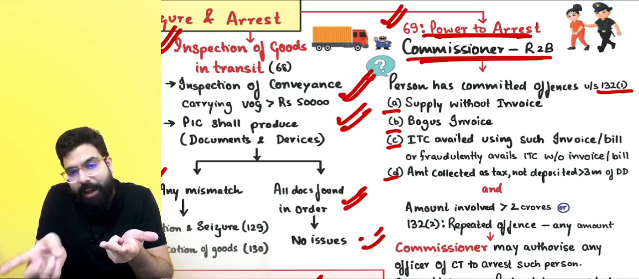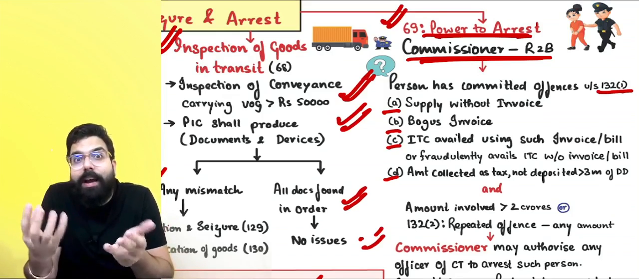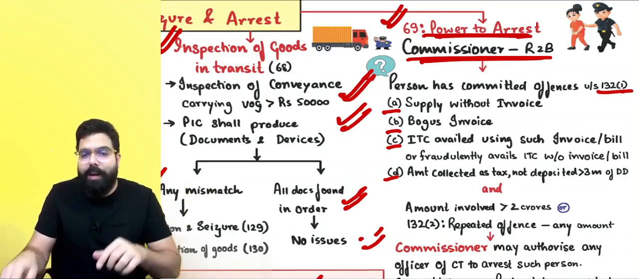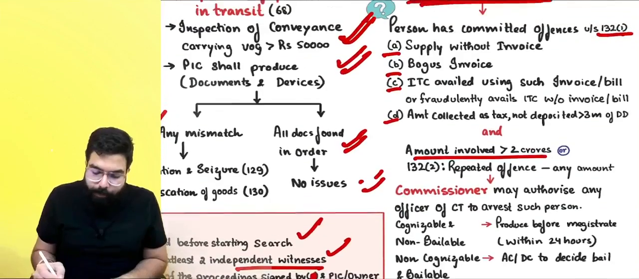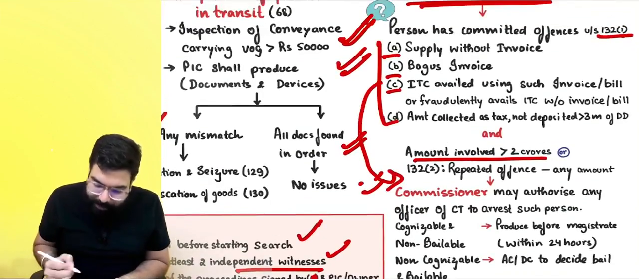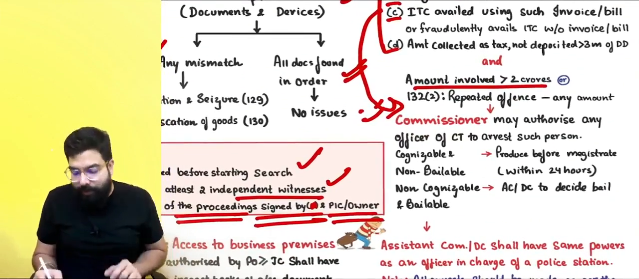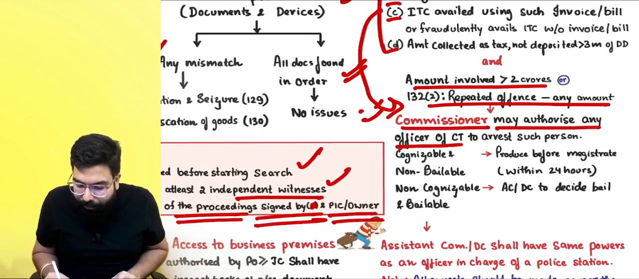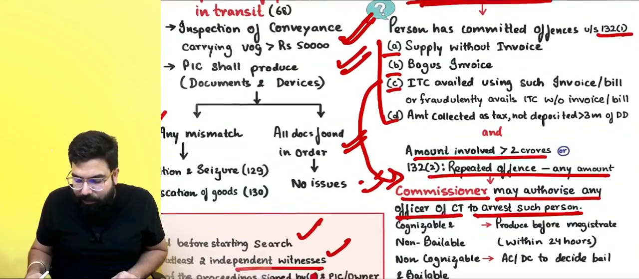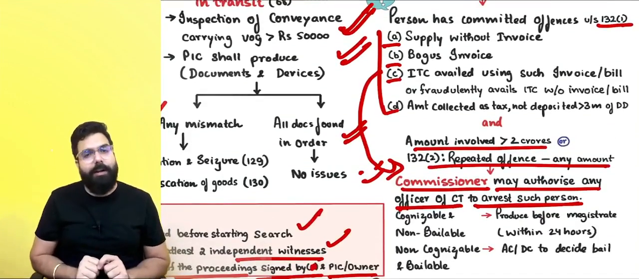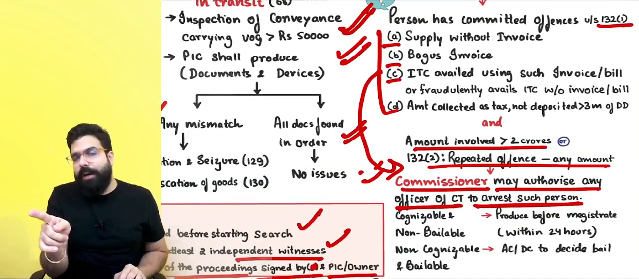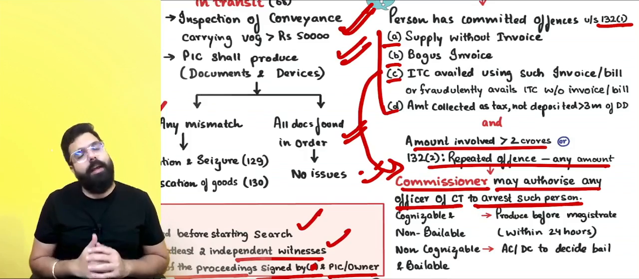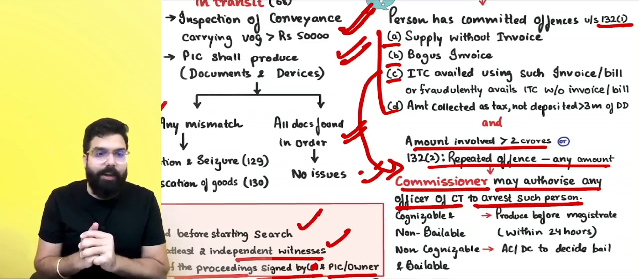without any invoice or bill, or an amount collected as tax is more than 3 months past the due date and you have not deposited the tax, and the amount is greater than 2 crore, or these four offences are done repeatedly, in the case of repeated offences any amount, then the Commissioner may authorize any officer of the central tax to arrest that person. So if a person has committed four offences and the amount is greater than 2 crore, then you can be arrested. Or if the four offences are being done repeatedly, then also you can be arrested. Okay sir, point is clear.